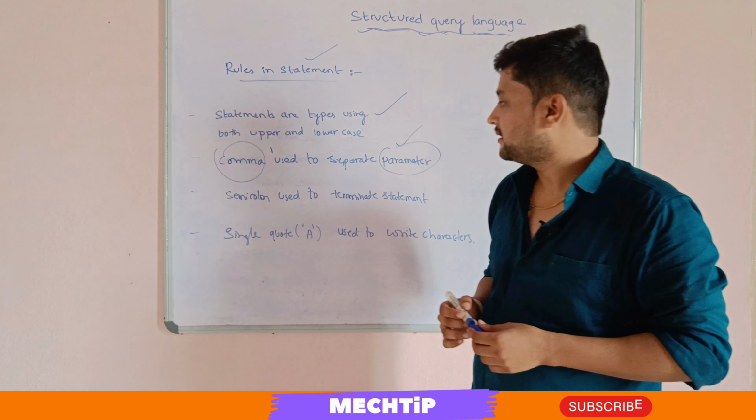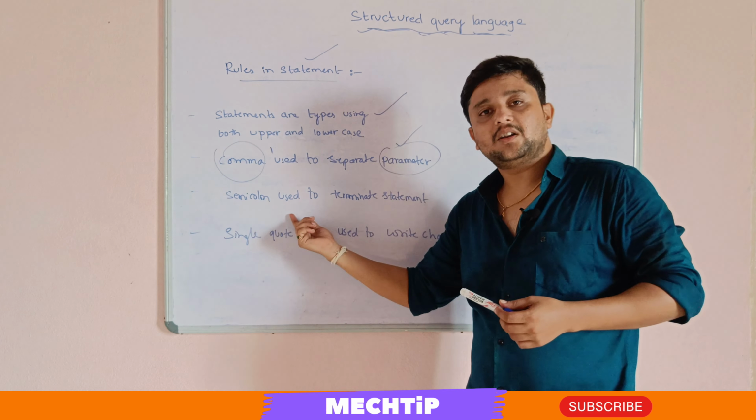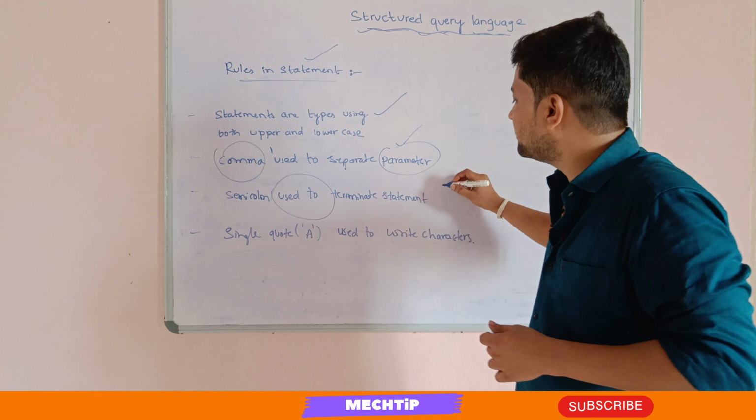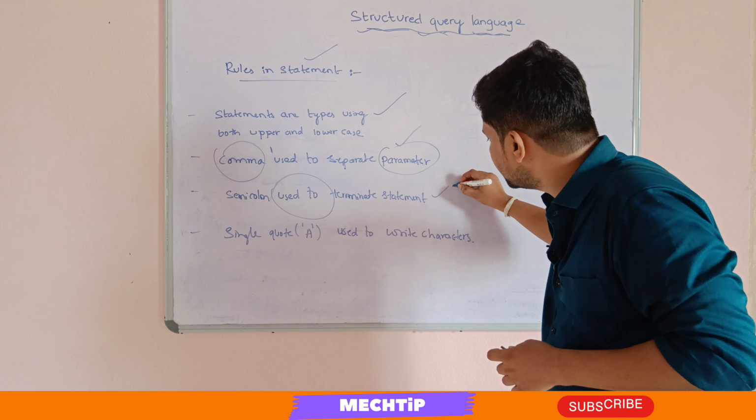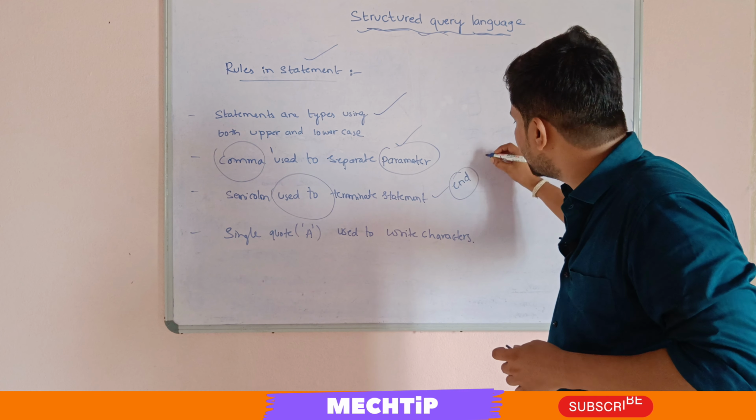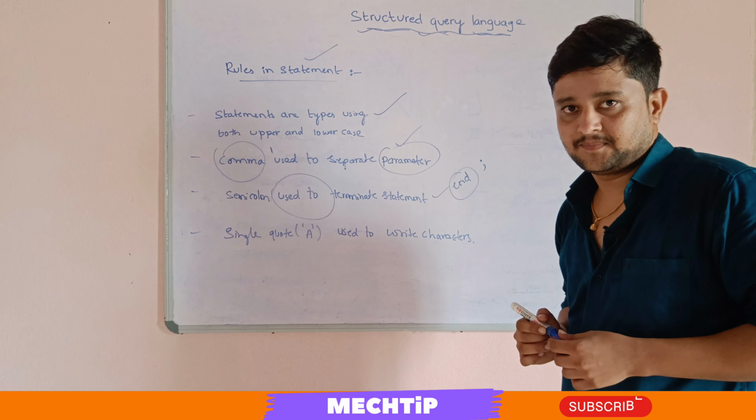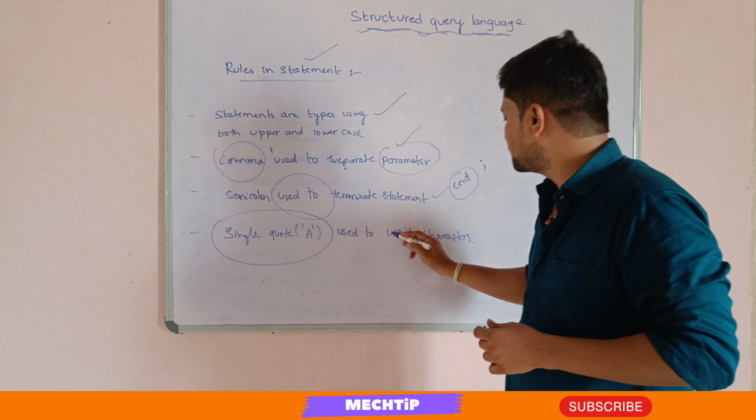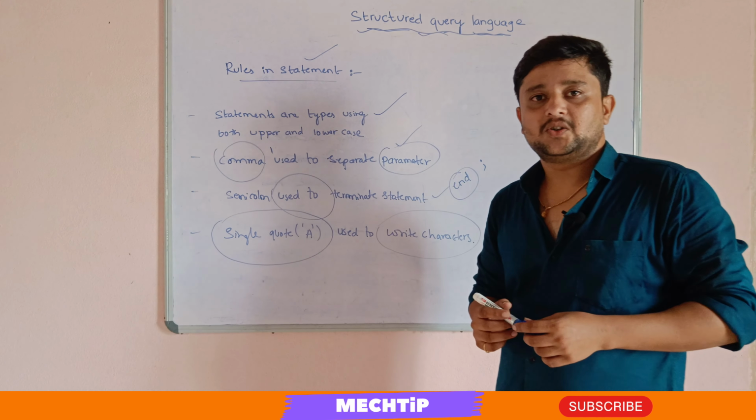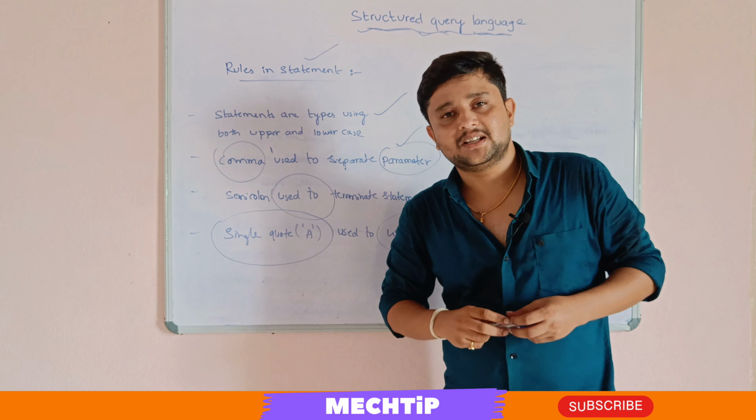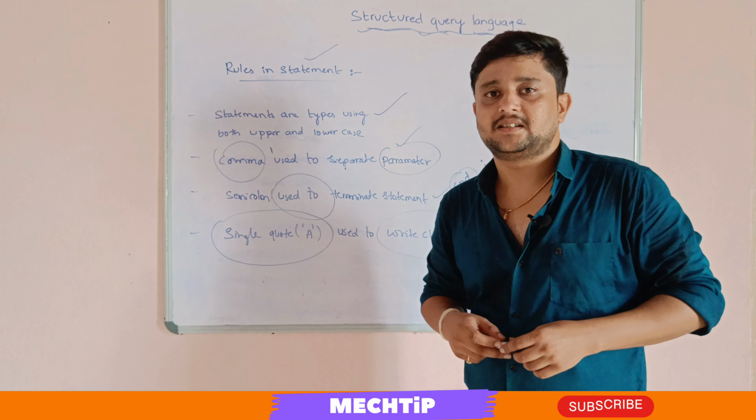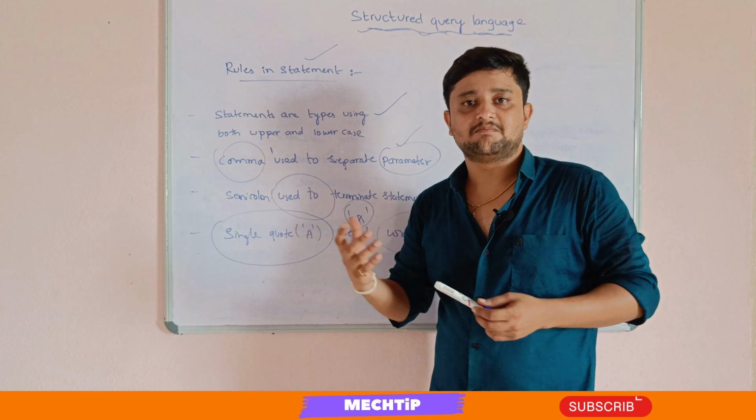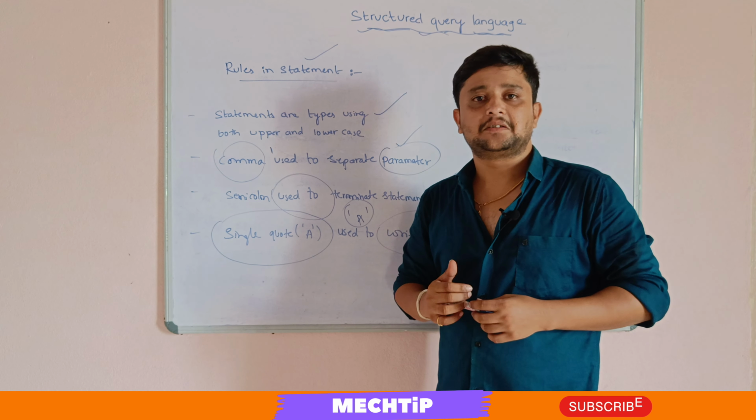A semicolon is the character used to terminate a statement. Terminate means the end of the statement. And the last one, single quotes are used to write characters. In structured query language, characters are written in single quotes. These are the rules when we write statements in structured query language.